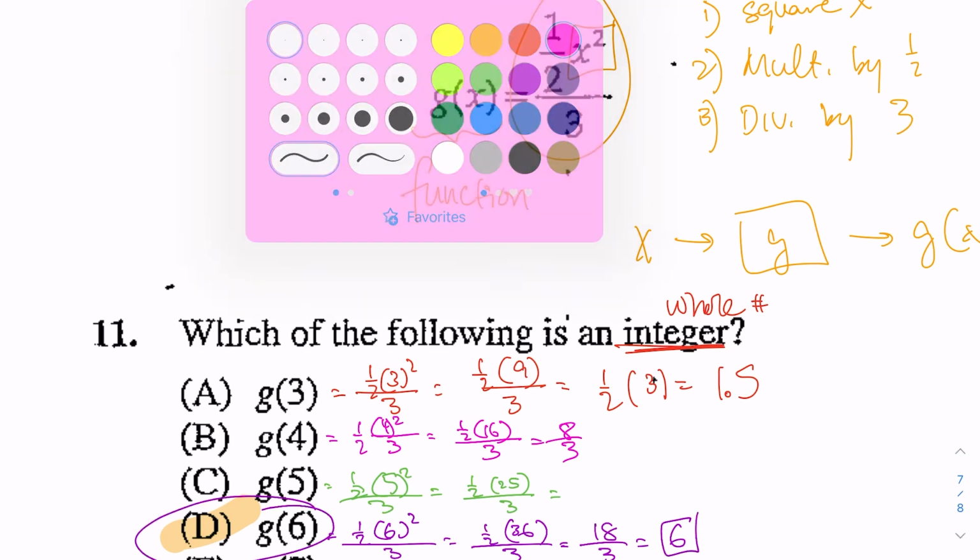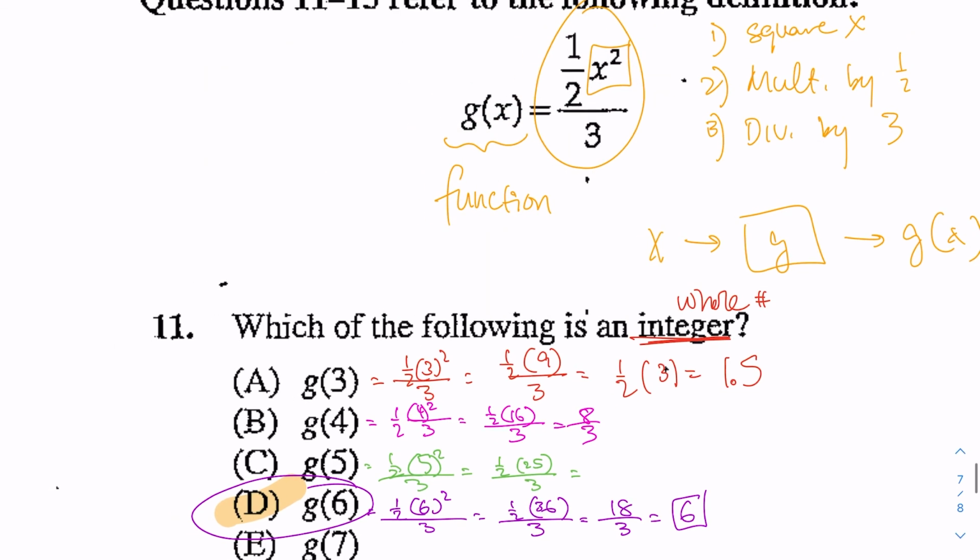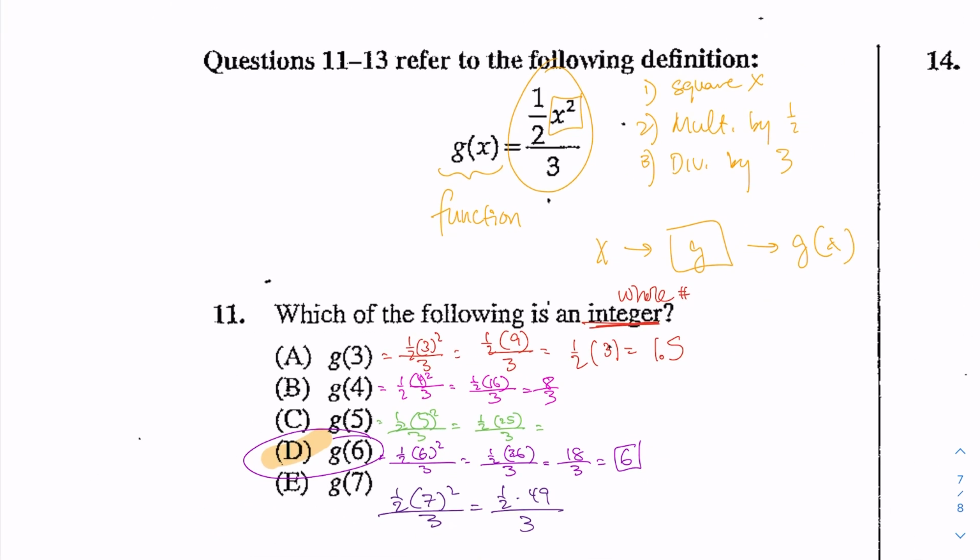And then here we try choice E, 7. 7's not going to work. That's not divisible by 3. So 1/2 of 7 squared divided by 3. 49 can't divide by 2 or divide by 3, so it can't be a whole number. So for number 11, just have to substitute in.